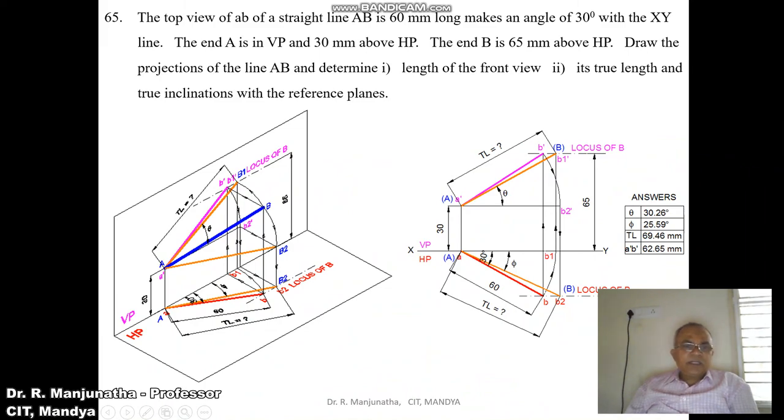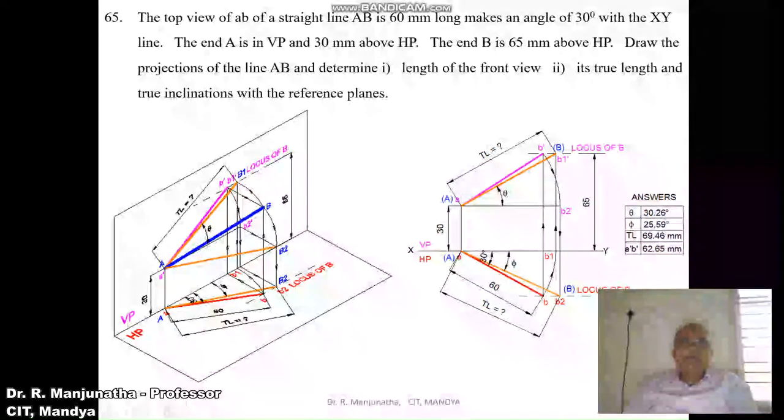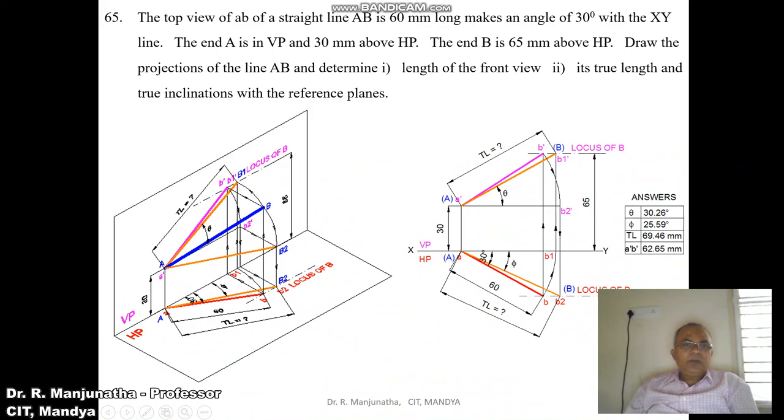Once you get this, we know this point. Then as we project this, because the front view point B dash should lie on this vertical projector, it cuts the locus of B here, and you get point B dash. Then join A dash B dash with a dark line, and also AB with a dark line. So when you project from here and from here, you get this line AB, which is in space.